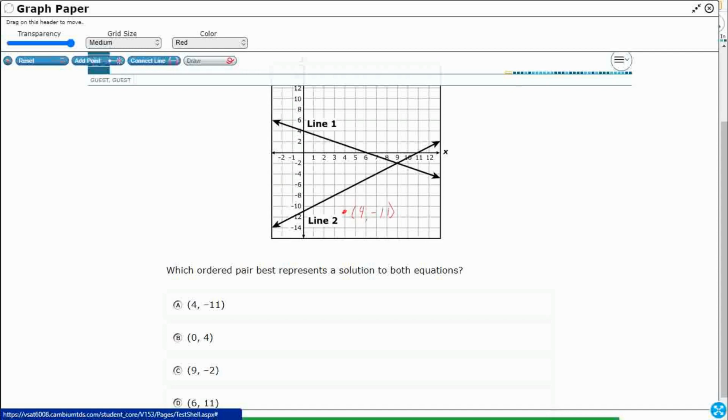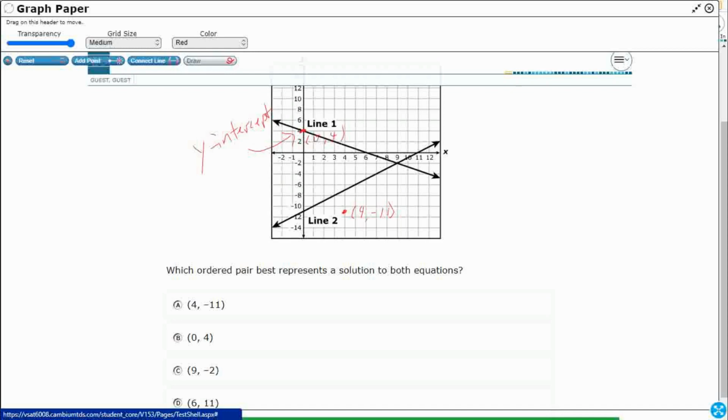All right. Let's check 0, 4. There we go. That's at least on one of these lines, right? That's the y-intercept of line 1. So this is at least something. It's the y-intercept because that is where that particular line crosses the y-axis, because it has an x of 0.